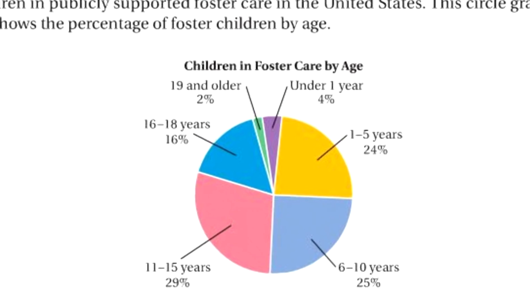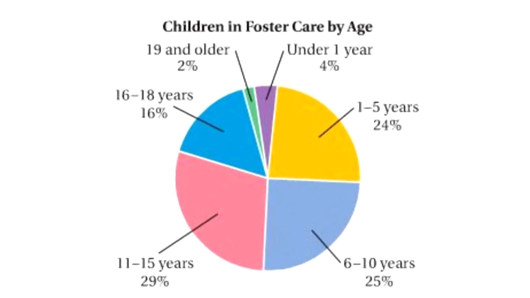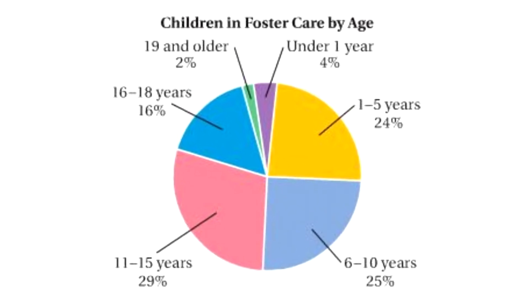How many children are under 1 year old in foster care? So we found under 1 year old. What does it say? 4%. 4% of the children that are in foster care are under 1 year old. How many are from 1 to 5? Oh, 24% are from 1 to 5.